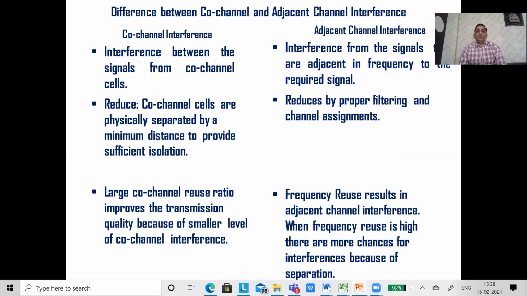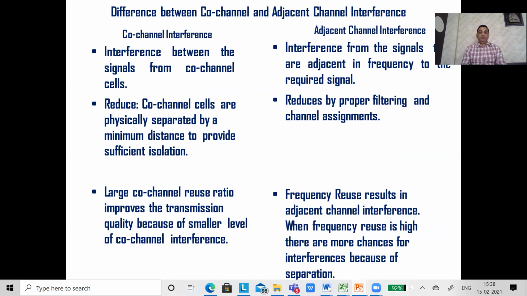How to reduce this co-channel interference? Co-channel interference cells are physically separated by a minimum distance to provide sufficient isolation. So this is the way we are able to reduce the co-channel interference. Then a large co-channel reuse ratio improves the transmission quality because of a smaller level of co-channel interference.